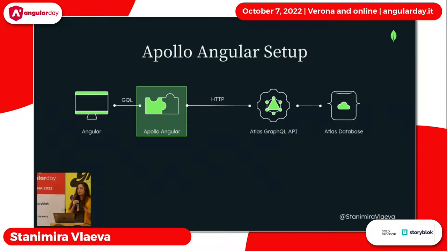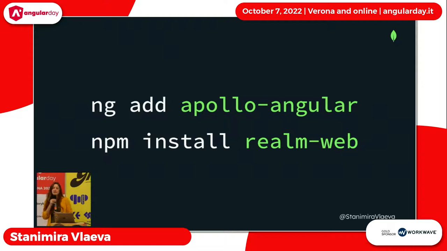All right, next, up to the fun part. How do we use GraphQL in Angular? So I'm going to use the Apollo Angular library, which is also an NPM package. It also has an ng-add schematic, so I can ng-add it to my project. And when I do that, a GraphQL module is going to be generated, and it's also going to be registered in the root ng module.